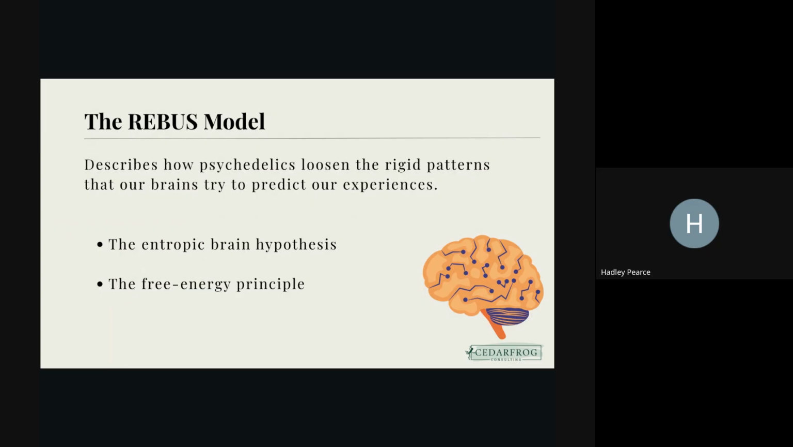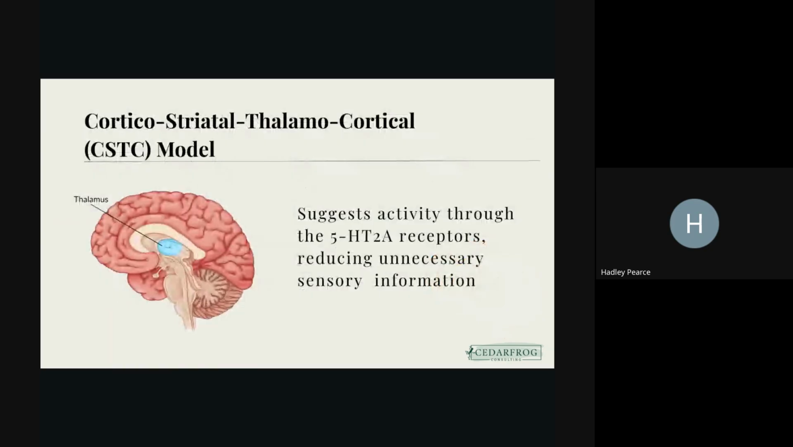By activating our serotonin receptors, psychedelics reduce the brain's confidence in these pre-existing beliefs. And this makes the brain more sensitive, less controlled by rigid expectations, and more open to new experiences. The CSTC model suggests that activity of the psychedelics comes from the 5-HT2A receptors, reducing unnecessary sensory information.